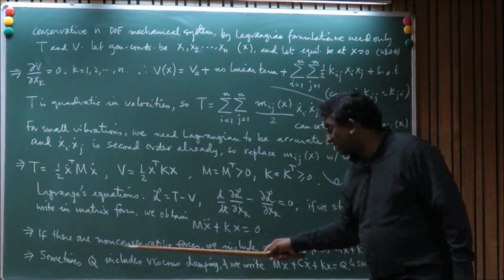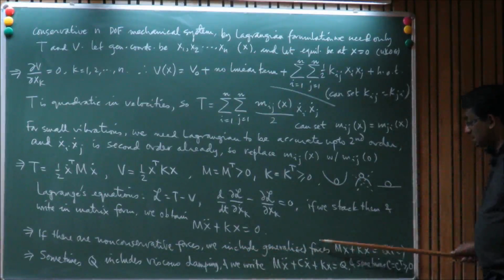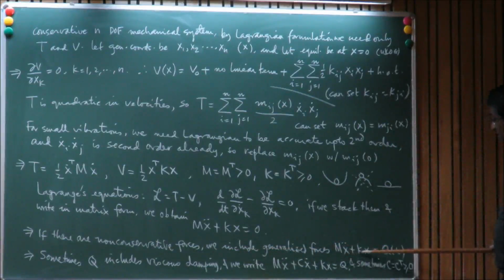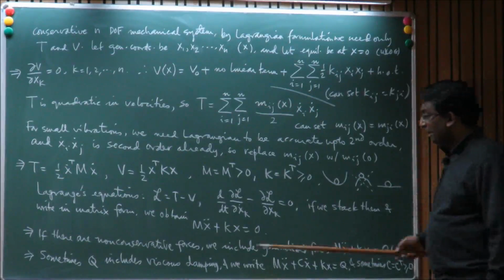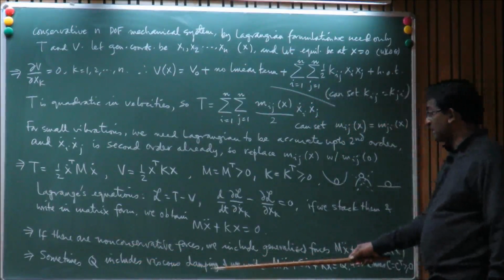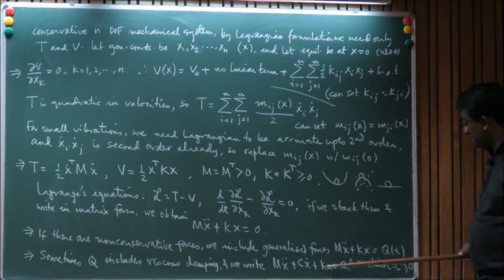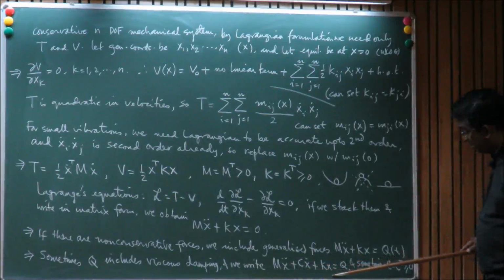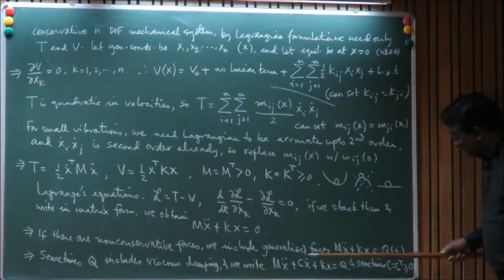Now, if there are non-conservative forces, we can include them in the form of generalized forces, and then the equation will have this form, M x double dot plus K x is equal to capital Q of t, where capital Q is a column matrix with Q1, Q2 and so on. And sometimes the non-conservative forces will include viscous damping, and sometimes we may write M x double dot plus C x dot plus K x is equal to Q. This is still a matrix equation. This is linear viscous type damping, linear damping. C is a matrix.